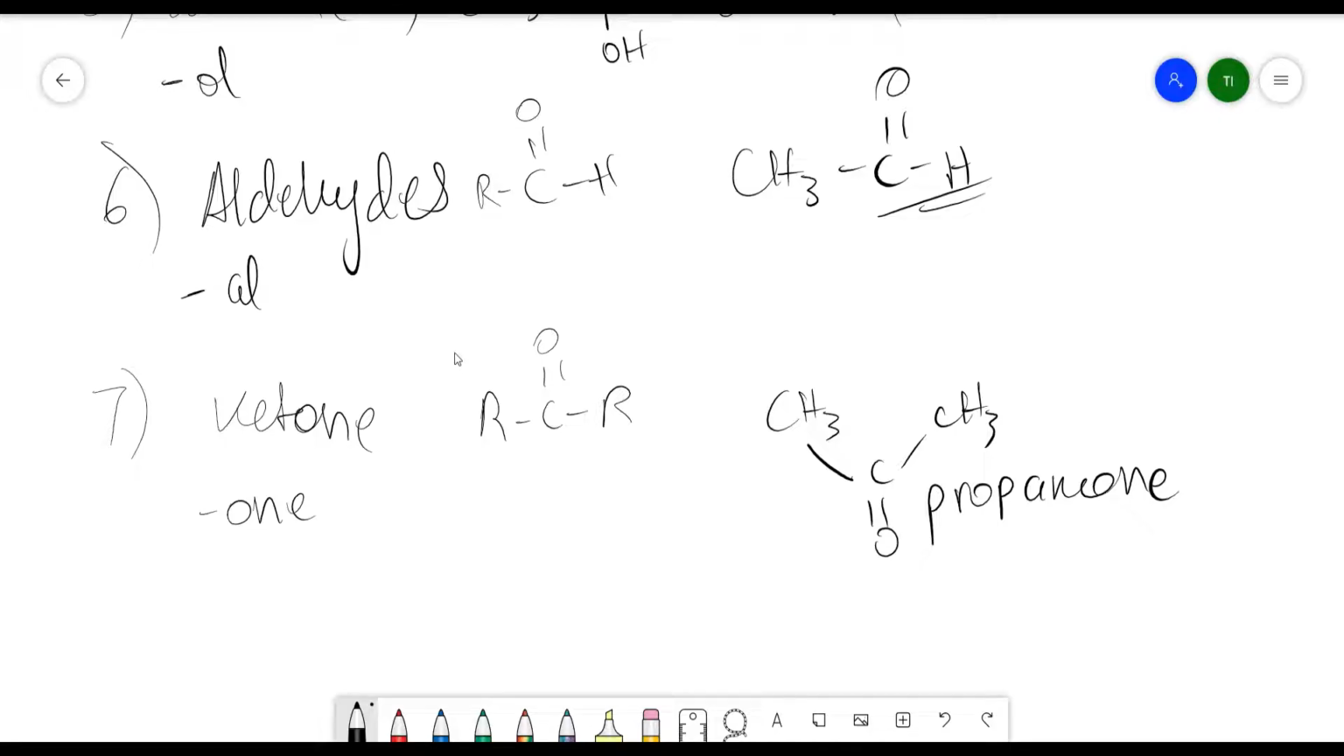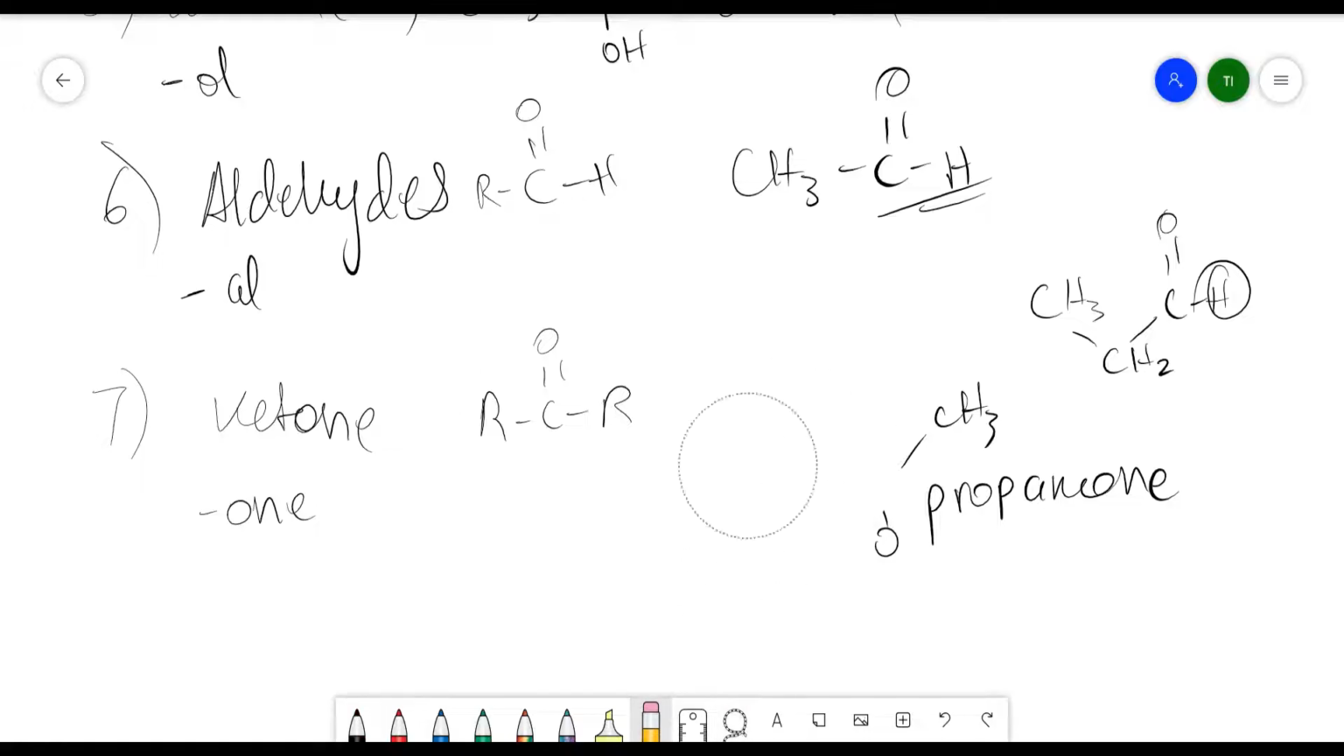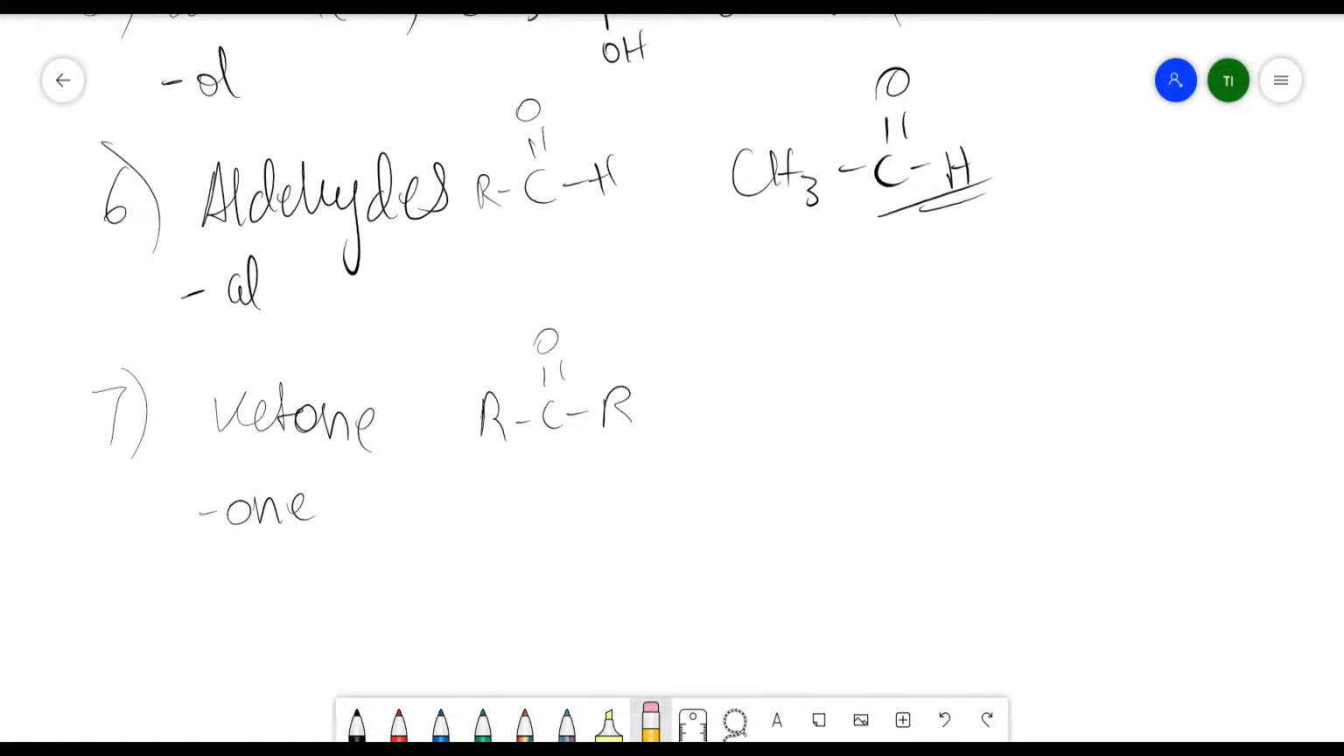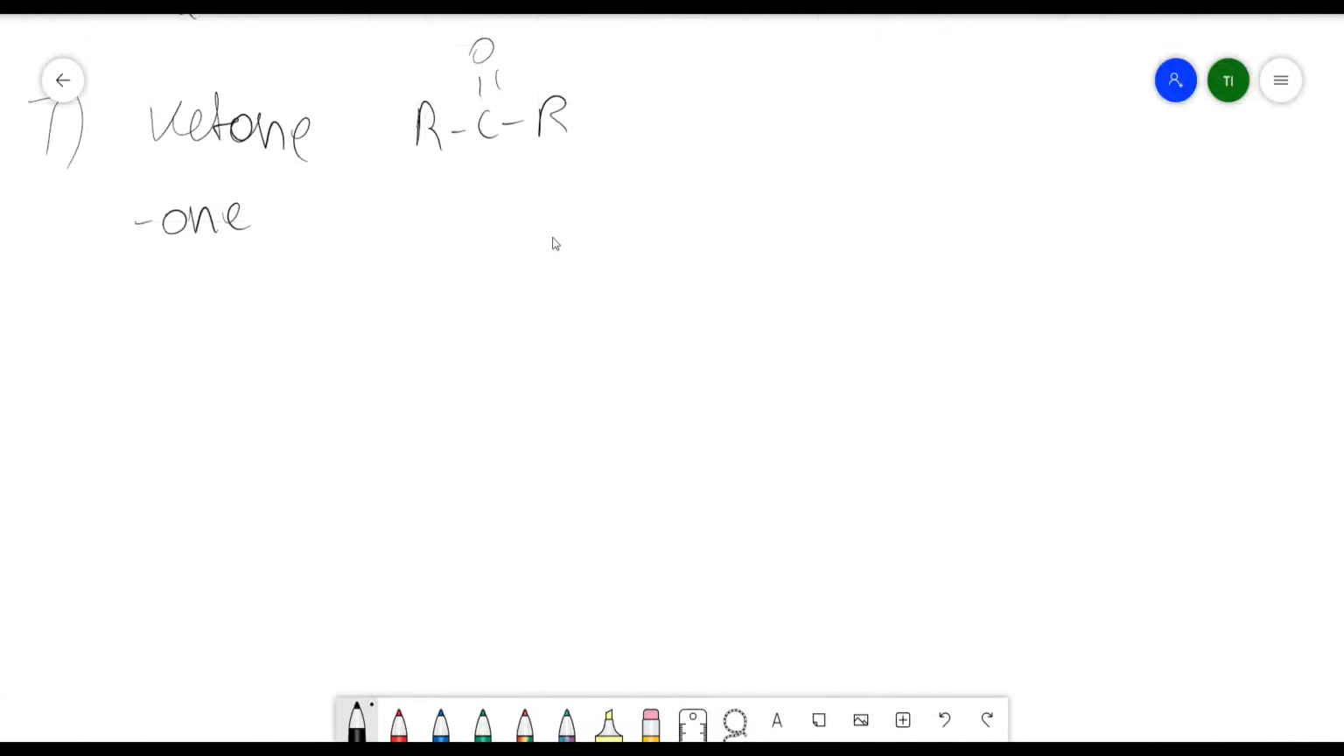If instead it were CH3, CH2, C double bond O, H, this would be propanal because it has an H instead of an R group, okay? Now these are the two new things in your AS syllabus. Now let's move on to the next, which is carboxylic acid, something that you're familiar with.